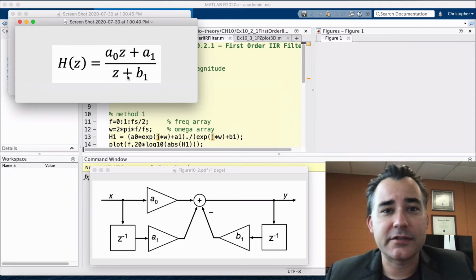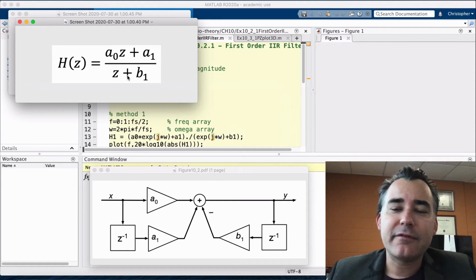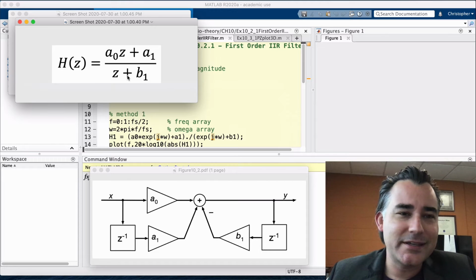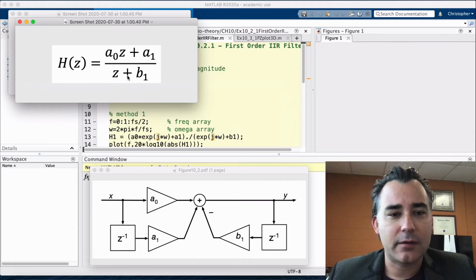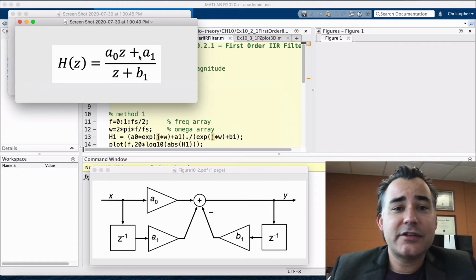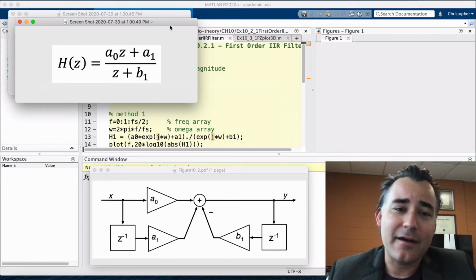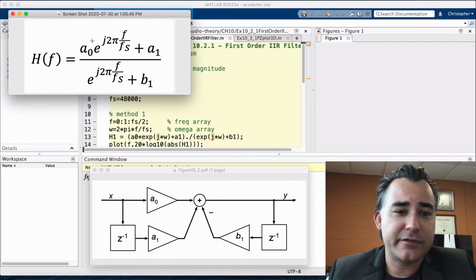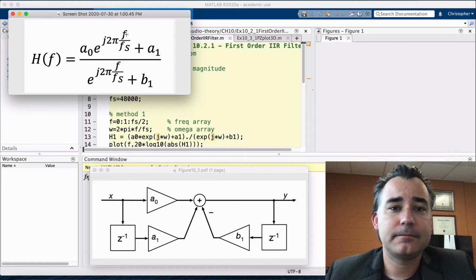To find the magnitude response, we'll start with the transfer function and evaluate on the unit circle by replacing Z, which can be representative of anywhere on the complex plane, with e to the j2 pi f over fs. E to the j2 pi gives us a circle. F over fs gives us a fraction, or some place along that circle. And as we vary f, which is the only variable, we can compute the frequency response at that frequency location.